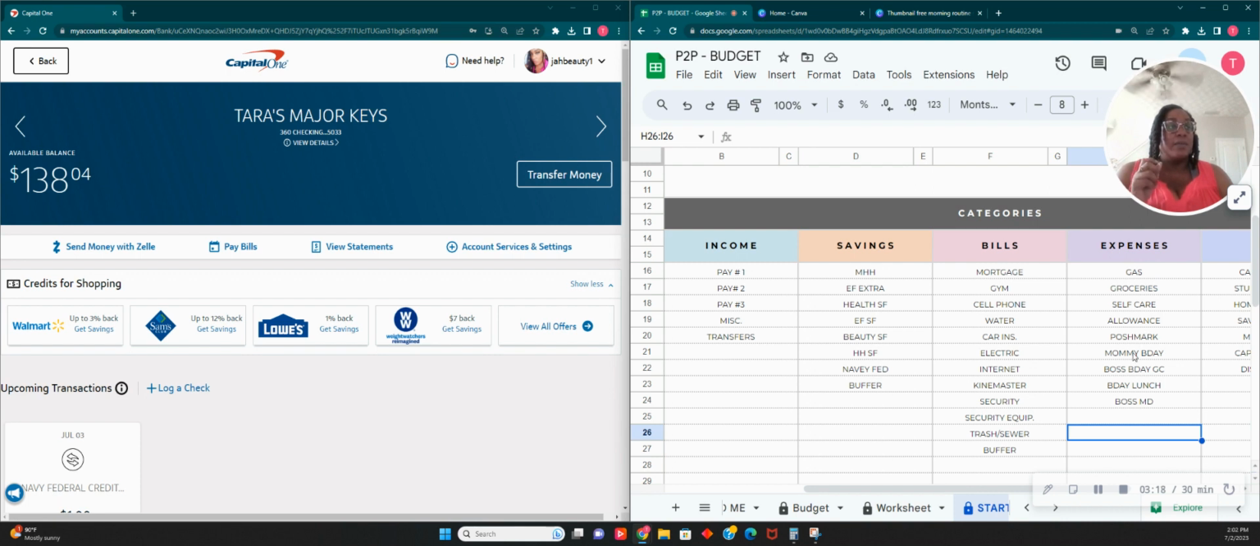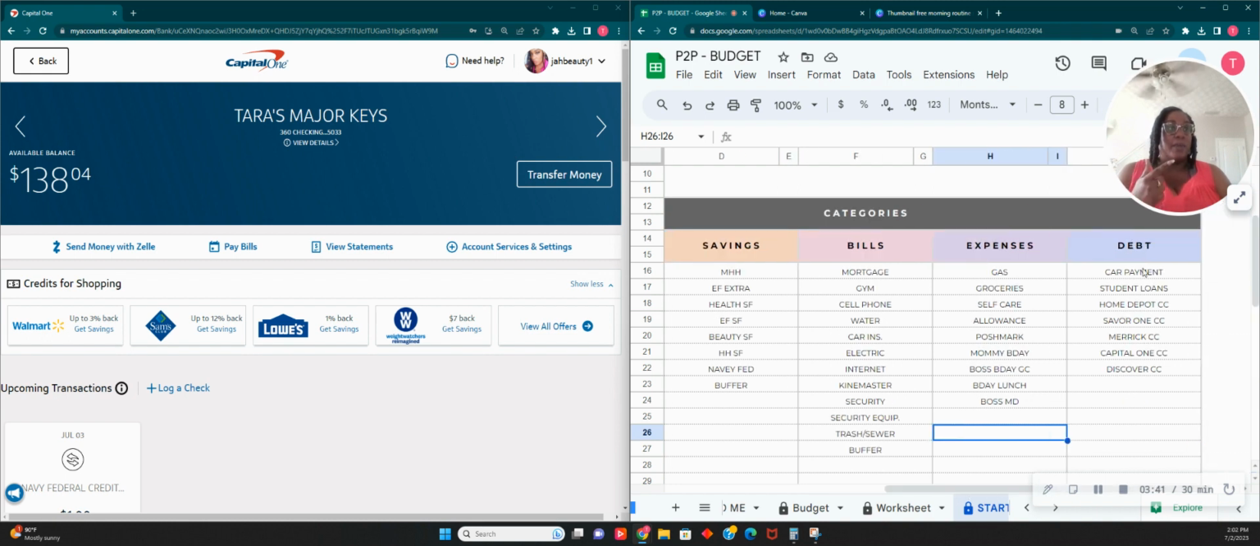Then I have a Poshmark, mommy's birthday, boss's birthday, B-day lunch, boss's Mountain Dew. This is like a separate little gift. So you can add expenses if you know them. I think here will slowly get larger, and depending on what month it is, I might update and change these or take away. This is just where I'm starting for the month of July as I learn the system.